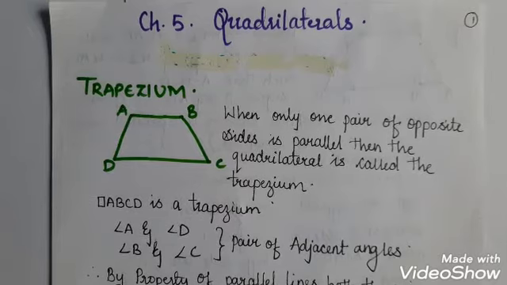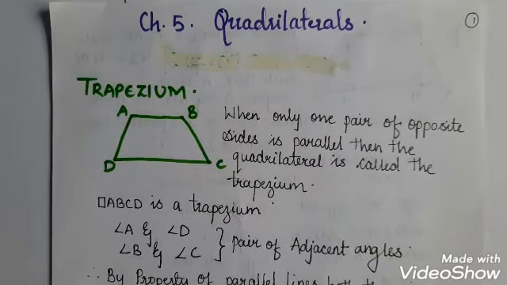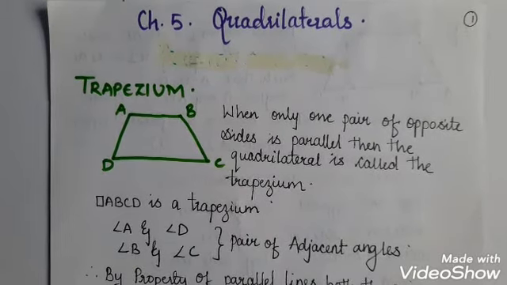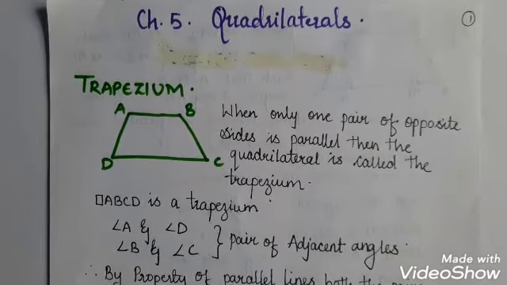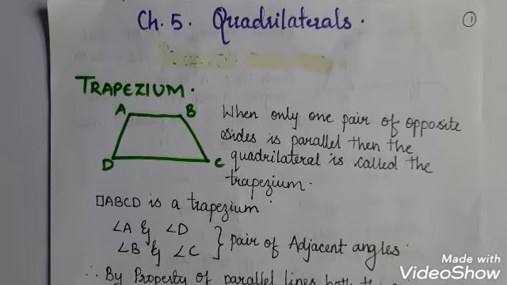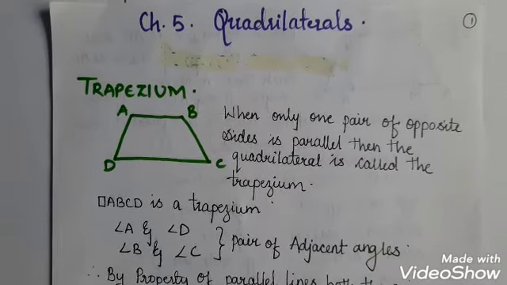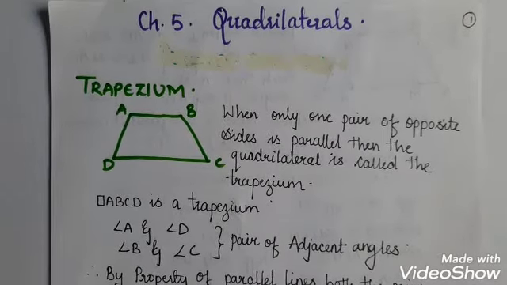Hello children, today we shall continue with chapter number 5, quadrilaterals. In the earlier video we have solved exercise 5.3. Now let us proceed further. So the next topic is trapezium.